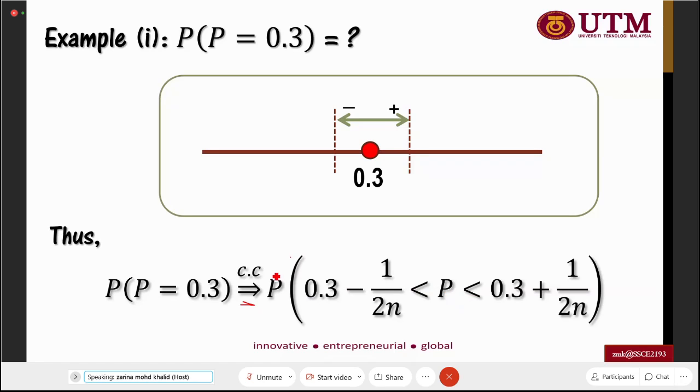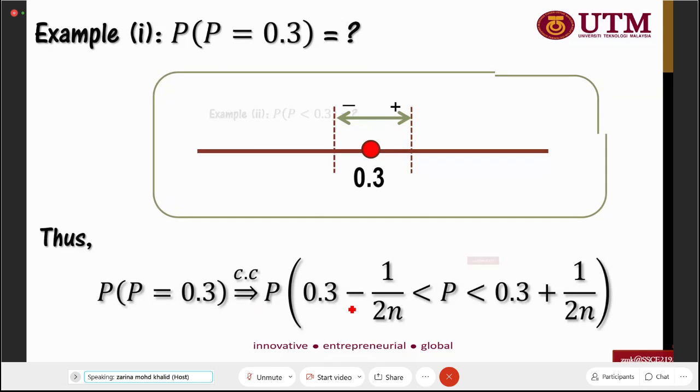Okay, remember the probability is actually the area from 0.3 minus 1 over 2n up to 0.3 plus 1 over 2n. This is when you have equal. Find the probability that the proportion is equal to 0.3, for example. Find the probability that the proportion is 0.2. So you have to have minus and plus. That is the first example.